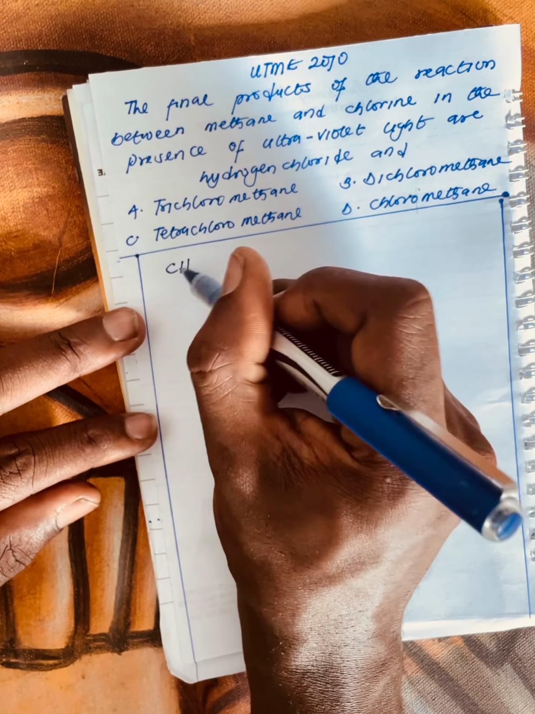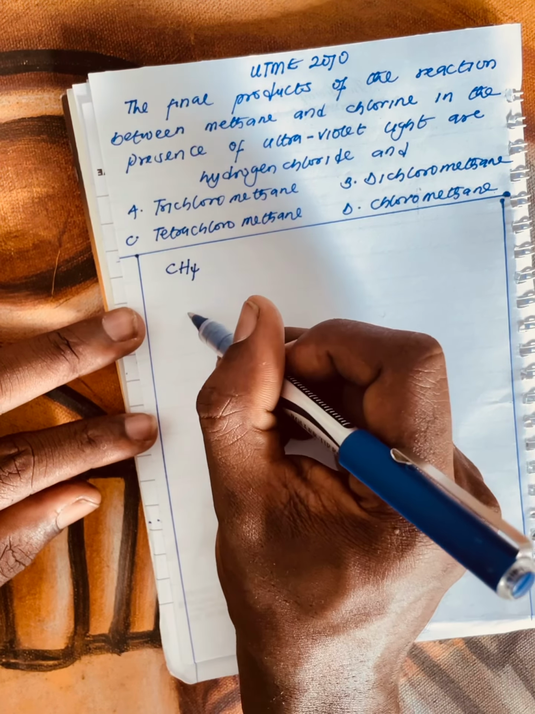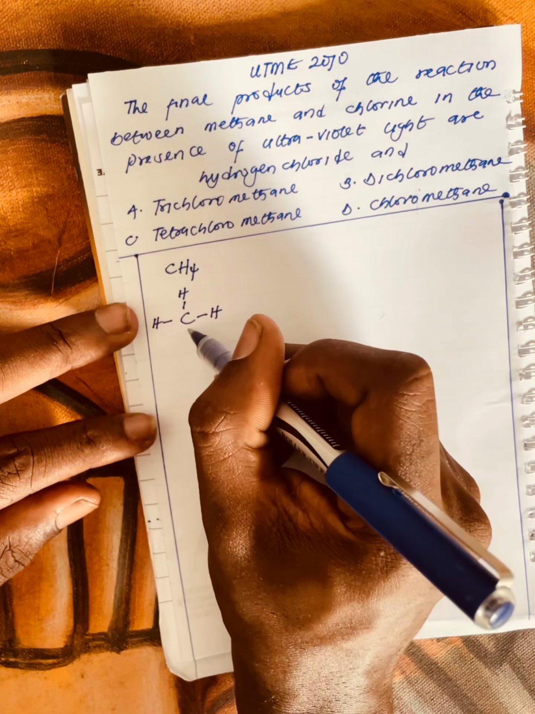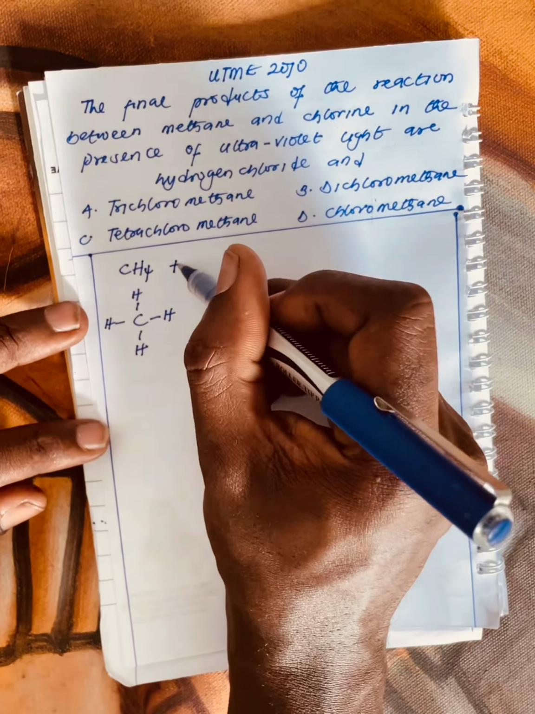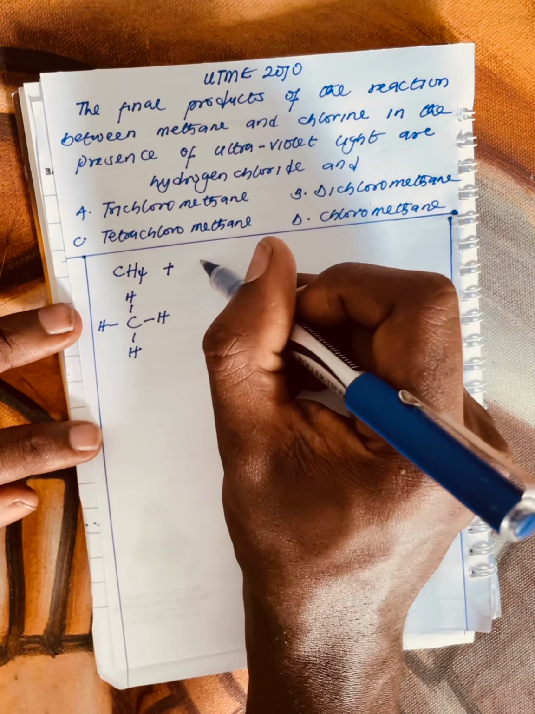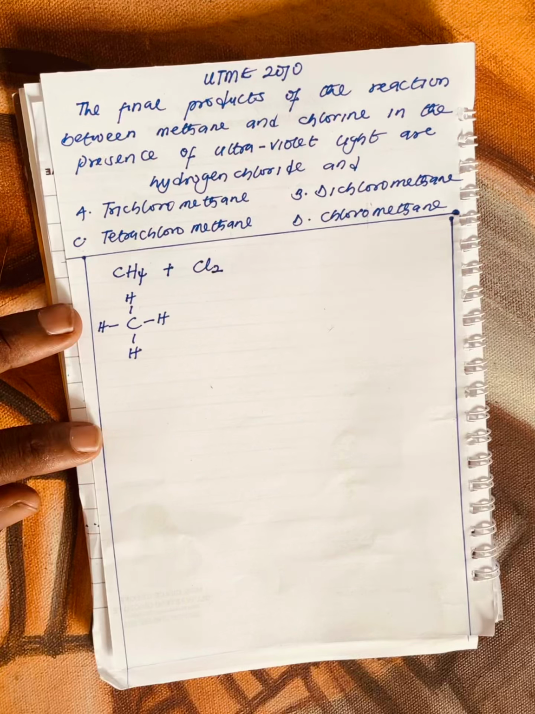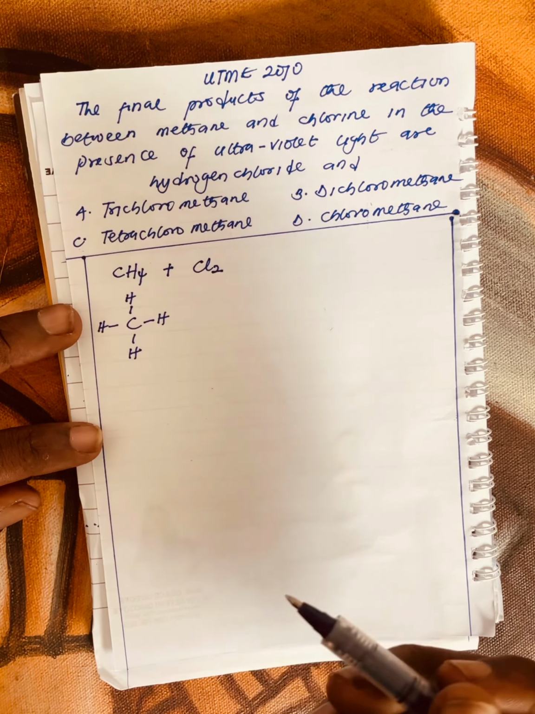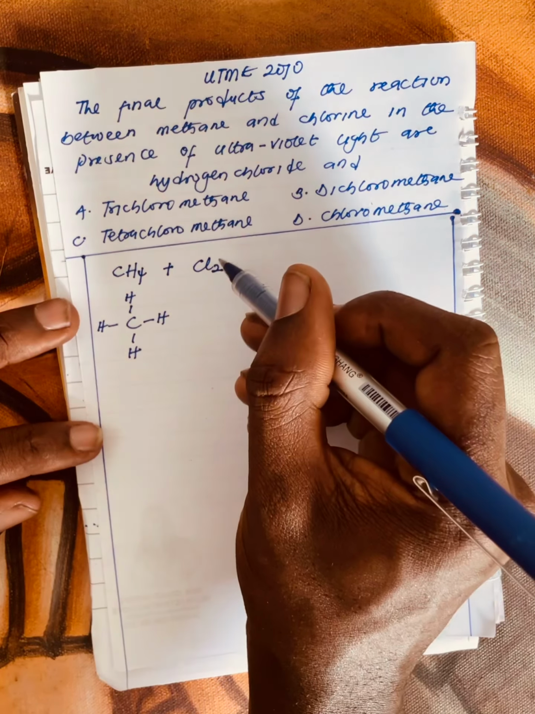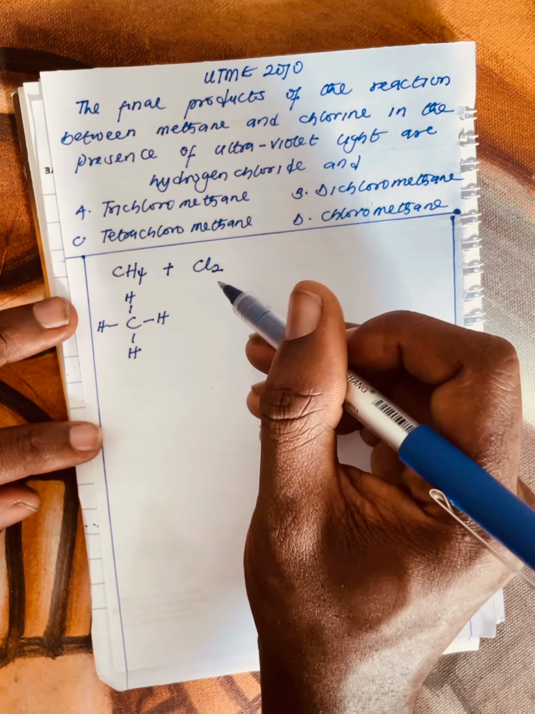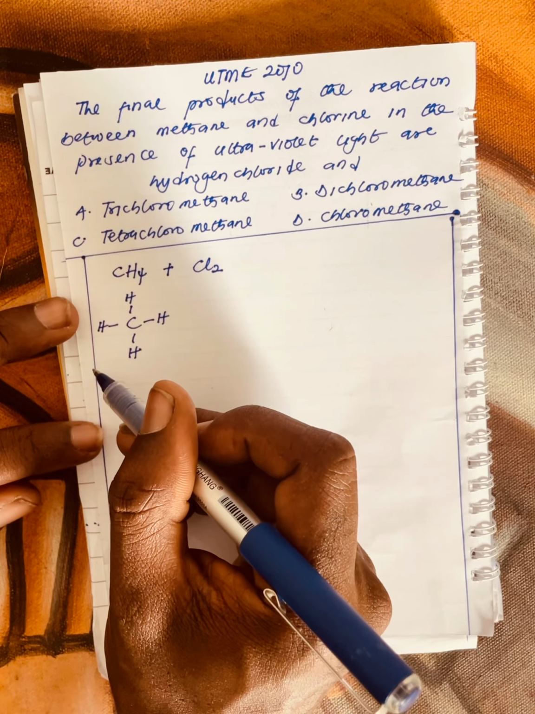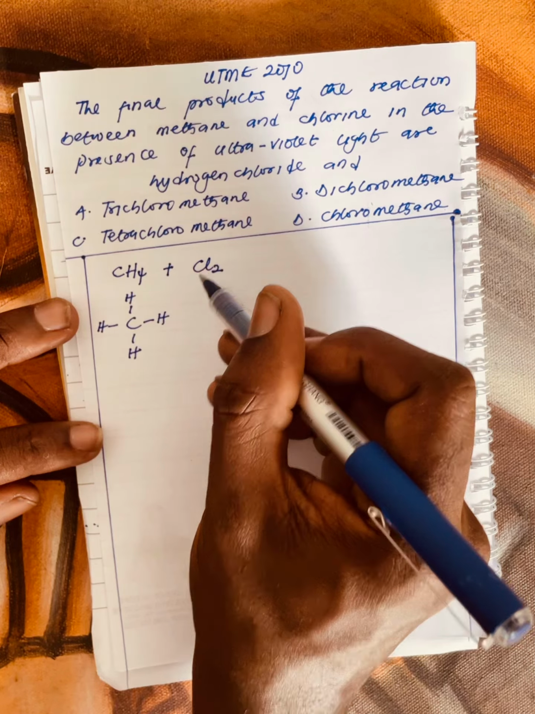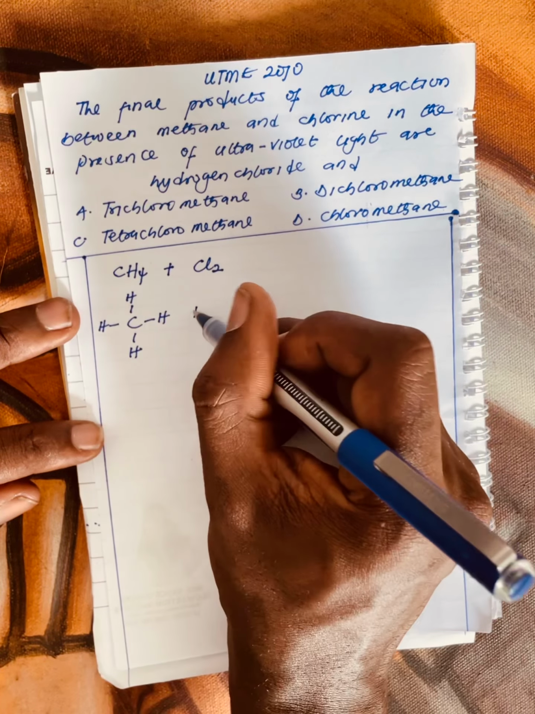Let's consider that CH4, which if we draw, looks like this, plus chlorine, Cl2. You must understand that this reaction is called a homolytic cleavage reaction, meaning that the chlorine will have to break into two. So one will enter the compound, then there will be a substitution reaction between the chlorine and the hydrogen.